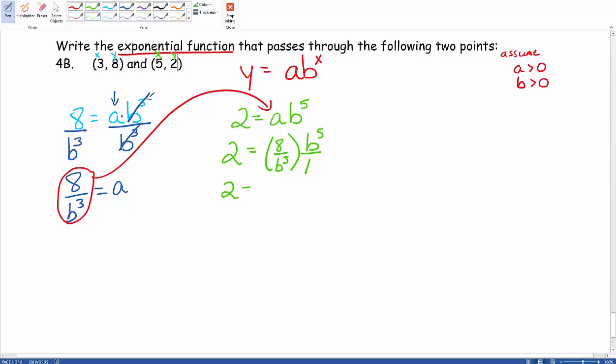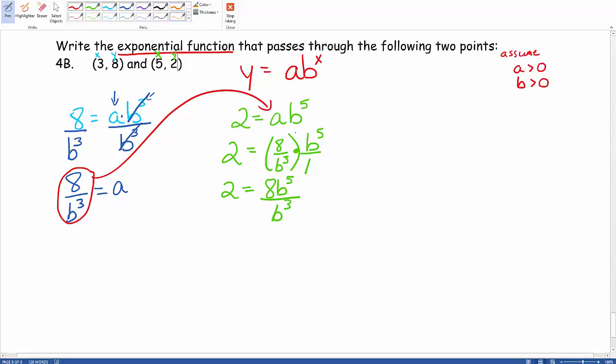And now that might help us in looking at how we multiply this, because just the top number, 8, is being multiplied by our b to the 5th, giving us 8b to the 5th on top. Over this, b cubed is actually being multiplied by this 1 on the bottom, leaving us then with just b cubed on the bottom.